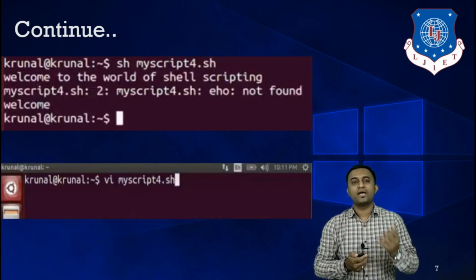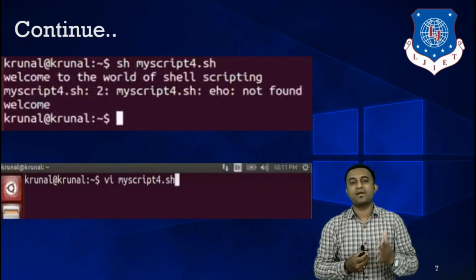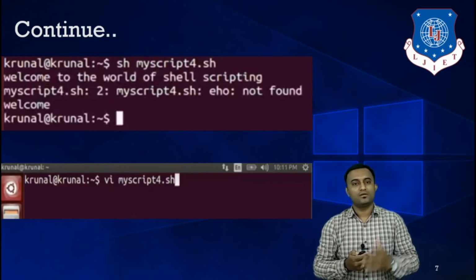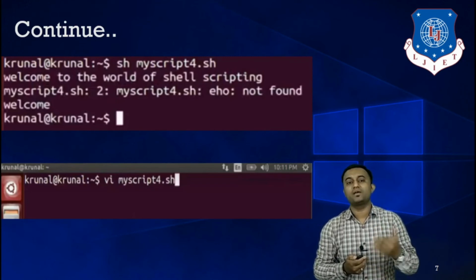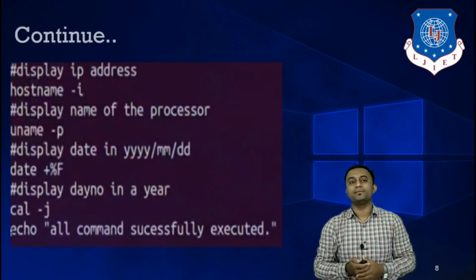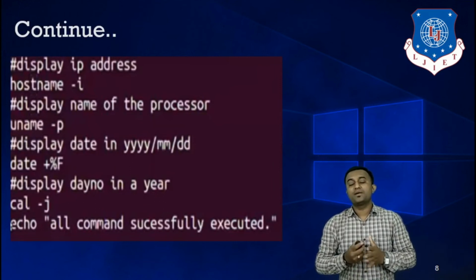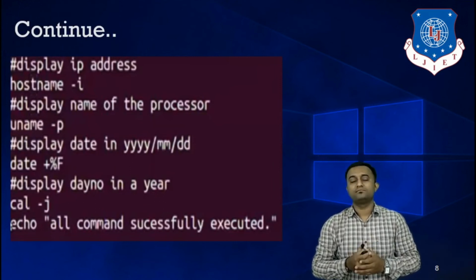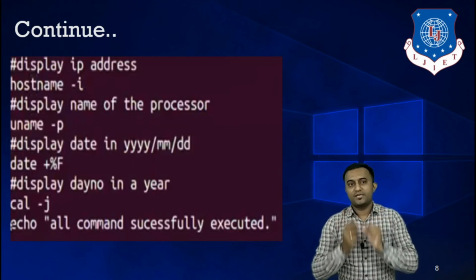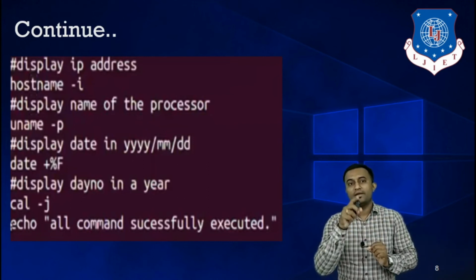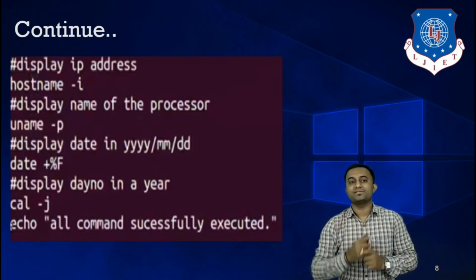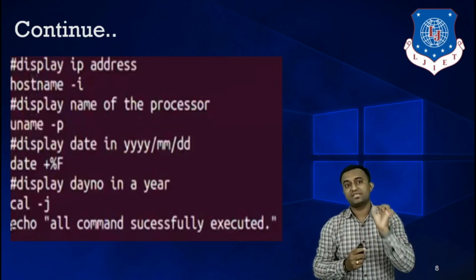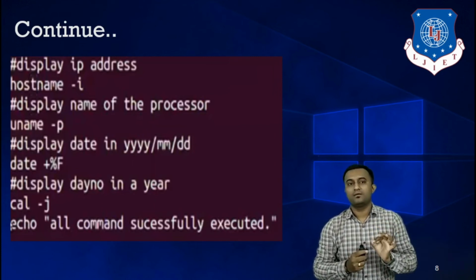So again I have used the same syntax, vi myscript4.sh. If the file is already there, it will be opened. If it is not there, it will be created by this statement. Now, in this particular program, the first statement I have written starts with hash. Hash represents a comment, the comment section in shell scripting.